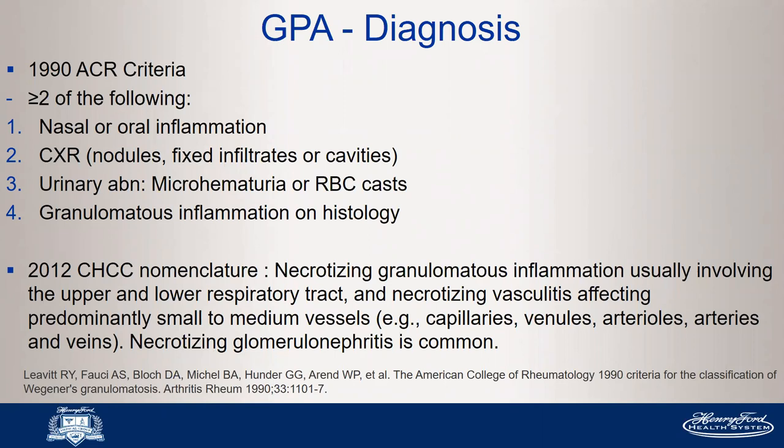Chest X-ray has radiographic findings with nodules, infiltrates, or cavities. Urinary abnormalities like microhematuria or RBC casts, and obviously your biopsy showing granulomatous inflammation. So if you have any two or more of the following, that gives you the diagnosis of GPA. And then 2012, the Chapel Hill consensus nomenclature essentially describes it as necrotizing granulomatous inflammation involving the upper and lower respiratory tract, that's important, affecting predominantly small to medium-sized vessels, and necrotizing glomerulonephritis is common.